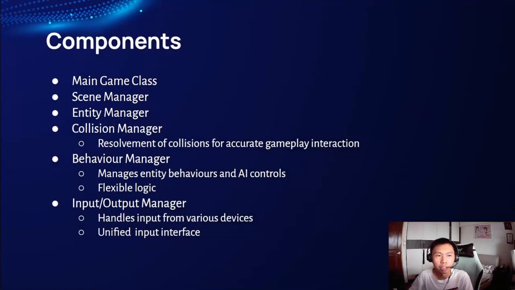Our game engine is made of the following components: the main game class, which handles the simulation lifecycle, a scene manager to manage different scenes in the game, an entity manager to manage entity rendering and creation, a collision manager for resolvement of collisions between entities, a behavior manager that manages entity behaviors and AI controls, and an I/O manager to handle input from various devices and have a unified input interface for the game.